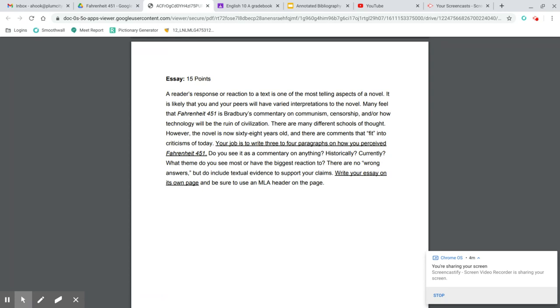So this is open book, so you can page through and choose quotes or lines that you think stand out and help you. The last piece here is write your essay on its own page, and then be sure to use an MLA header. So the MLA header is your name, my name, the class would be English 10, and then the date, either today's date or the day you turn it in. And remember, the entire essay is double-spaced.